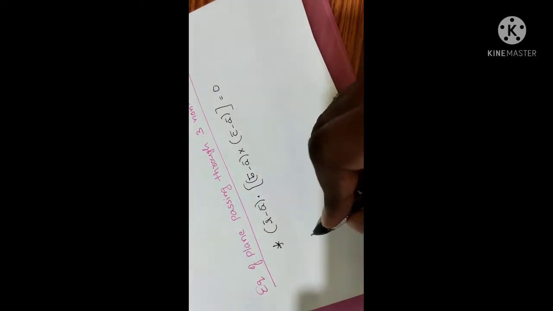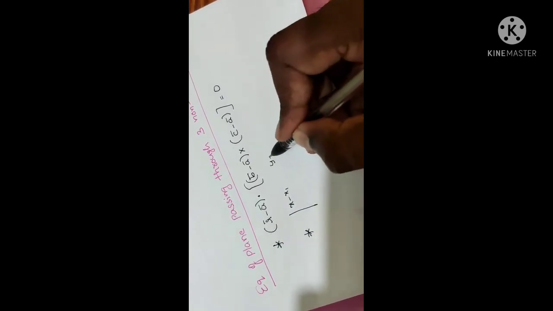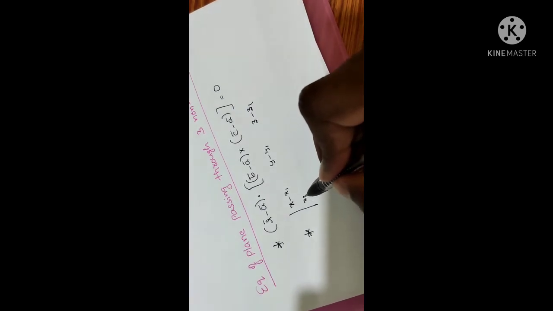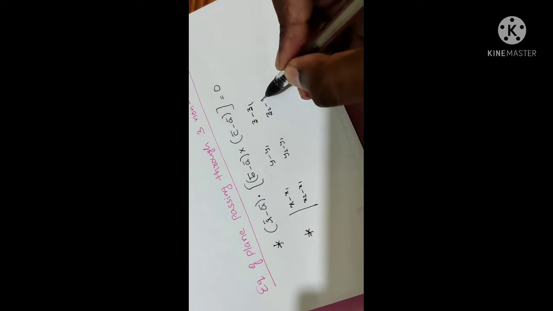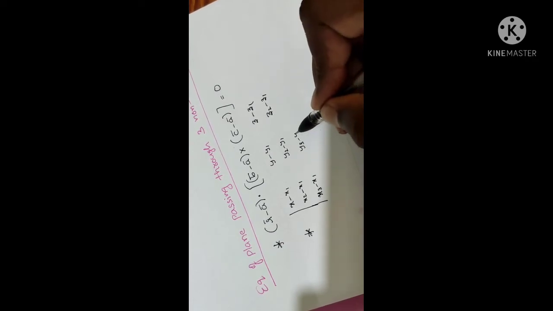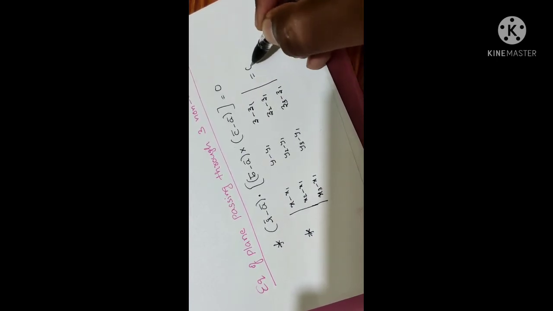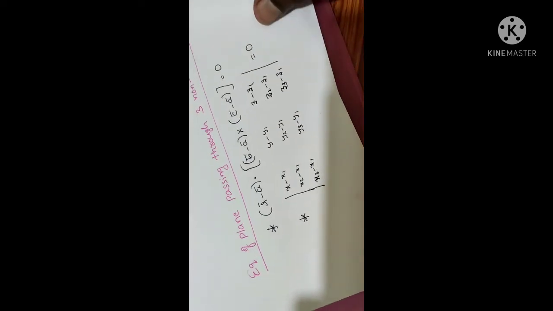The same formula you can write in Cartesian form. Det of x minus x1, y minus y1, z minus z1; x2 minus x1, y2 minus y1, z2 minus z1; next, x3 minus x1, y3 minus y1, z3 minus z1 is equal to 0. This is equation of plane passing through three non-collinear points in Cartesian form.